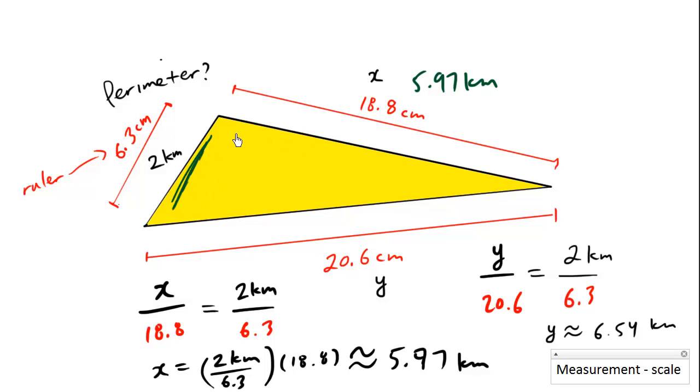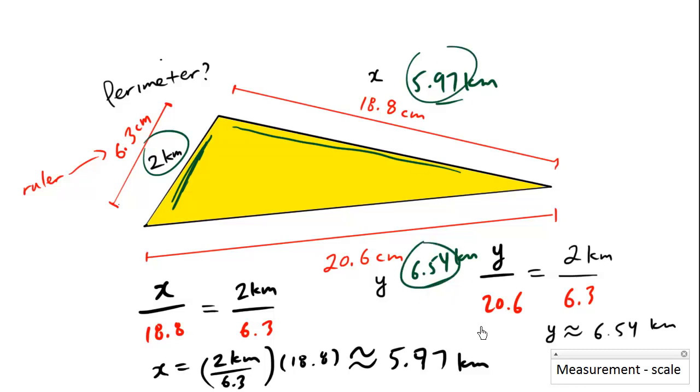So what we have here is this x value here is approximately 5.97 kilometers, and if this is 2 kilometers, this here seems like 6 kilometers, seems about right. And if this here is 2 kilometers, this y value looks like 6.54 kilometers, which feels right. So the perimeter would be these three numbers added. So the perimeter is approximately equal to 14.5 kilometers. It'd be this plus this plus this.